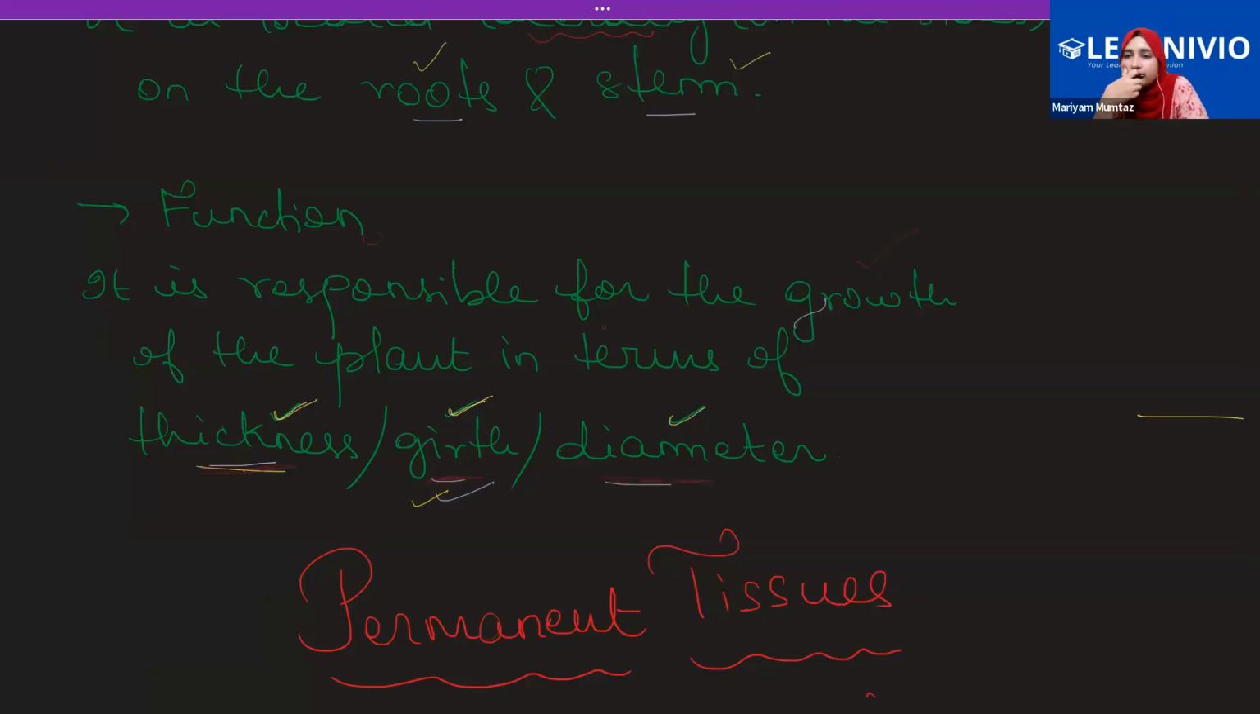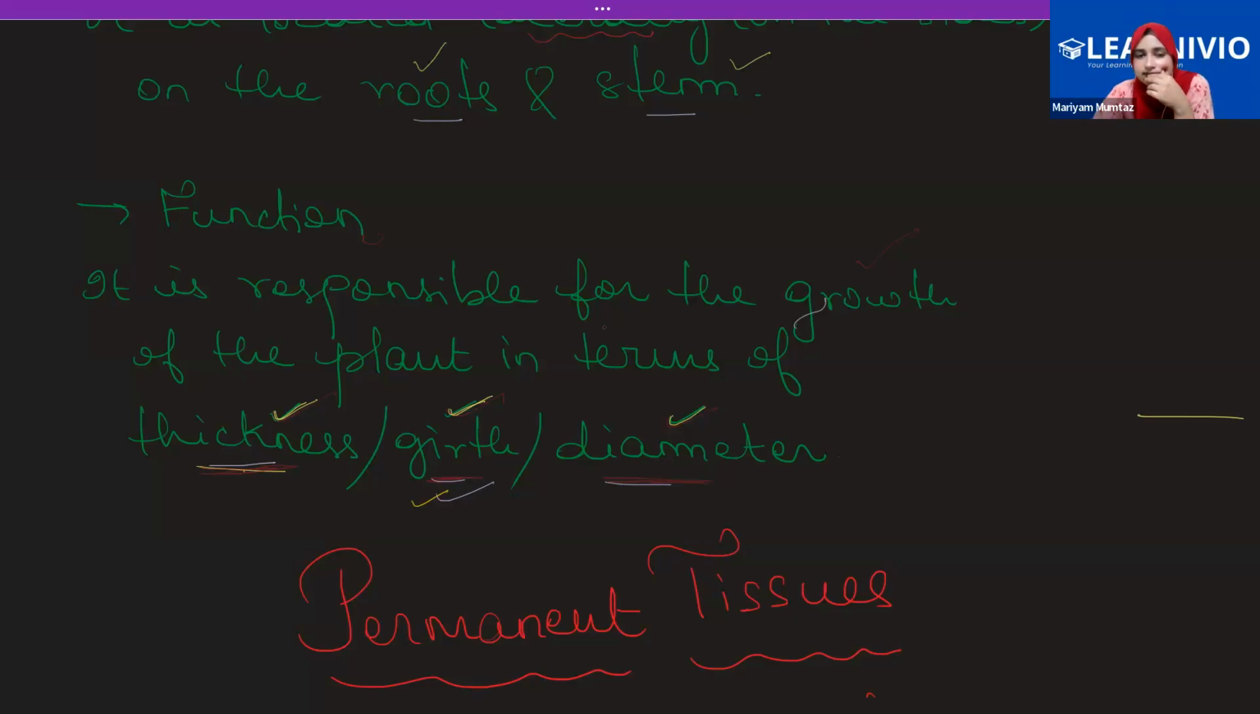Yes, ma'am, what is the meaning of girth? Girth means thickness. See, thickness, girth, and diameter all have the same meaning: it grows the plant like this, makes it thicker. Whereas the apical meristem and intercalary meristem grow the plant like this, longer. And this particular meristem grows the plant thicker. Is it clear?